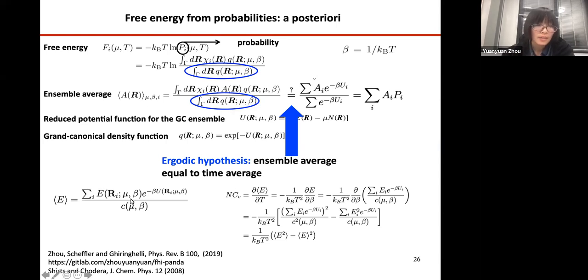And with this hypothesis, we can get the ensemble average of the total energy as the sum over the energy of each configuration times its Boltzmann factor. And moreover, the heat capacity can be calculated by the ensemble average of the total energy and the total energy squared.